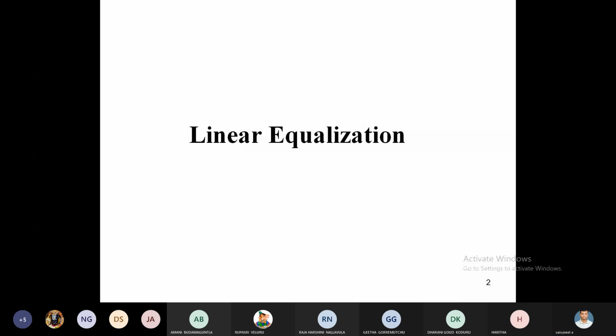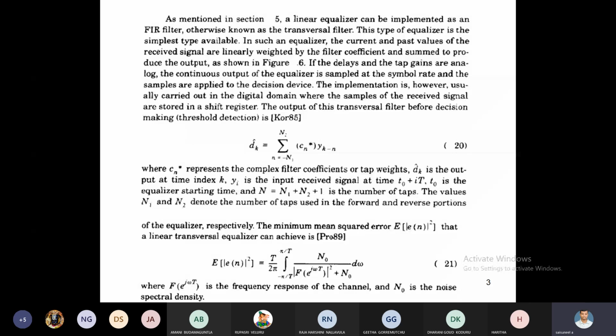In linear equalizers, the current and past values of the received signal are linearly weighted by the filter coefficients and summed to produce the output. Let us see the exact structure of a linear transversal equalizer.